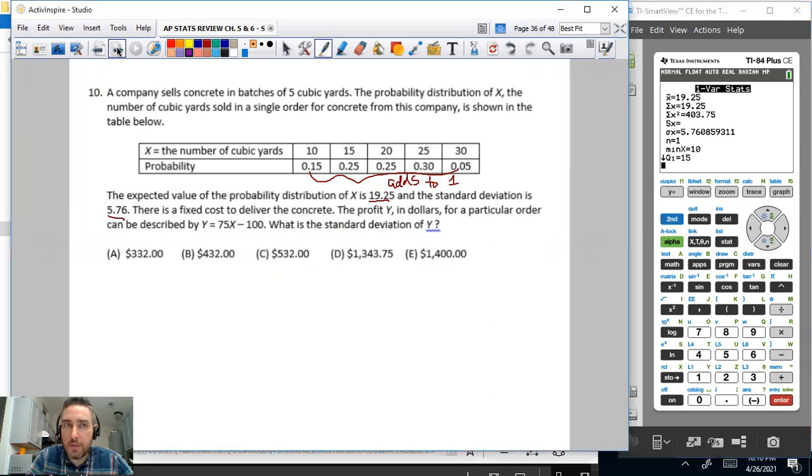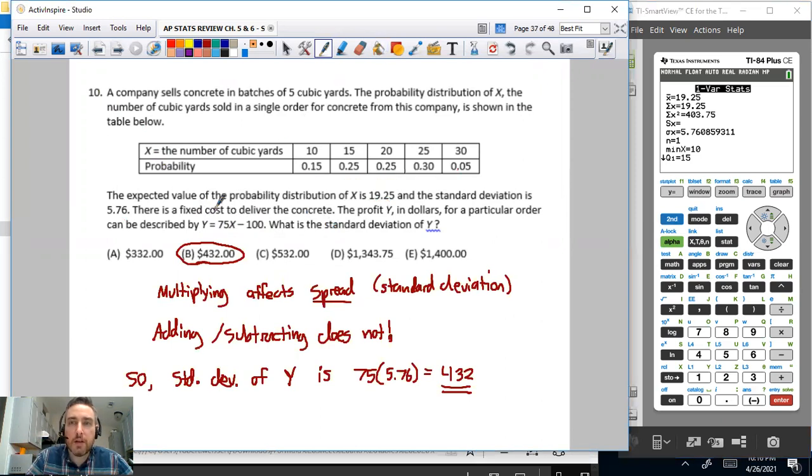All right, hopefully you paused the video. Here's my more detailed solution. The answer is B. The only thing that affects spread is multiplication. Multiplication affects spread. Adding or subtracting doesn't change how spread out a distribution is, okay? If you shift everything to the right or the left, it's not going to change how wide something is. So we don't want to add or subtract. We only want to do the multiplication. So we'll do the 75. We'll plug in our standard deviation, 5.76, for X. But that's it, all right? Don't do the minus 100.